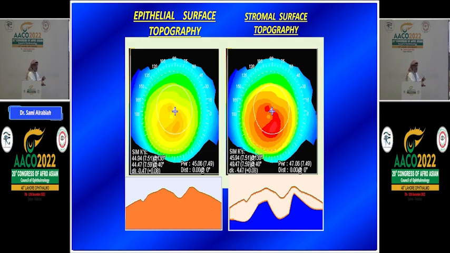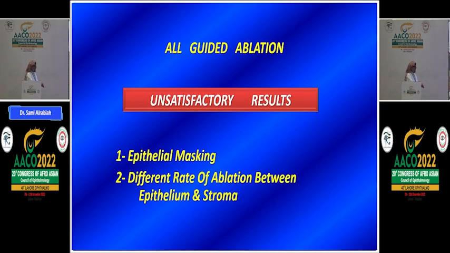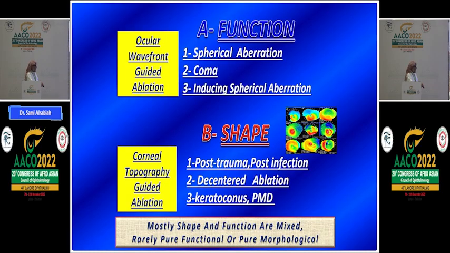So the epithelium is covering a lot of abnormalities in the stroma. And if you consider treating the epithelium, you are not treating the stroma. You have to take this in mind. So either you remove the epithelium, this is the epithelium masking. Another point, that whenever you treat, the ablation rate of treatment to the stroma is not exactly like the ablation rate on the epithelium. So they don't go together simultaneously with the wave. One is moved more than the other. And that's why the results are not good.